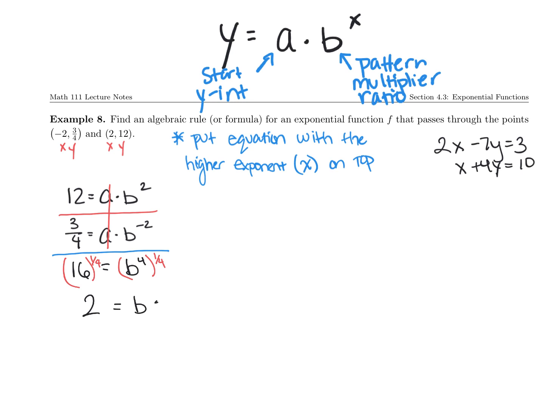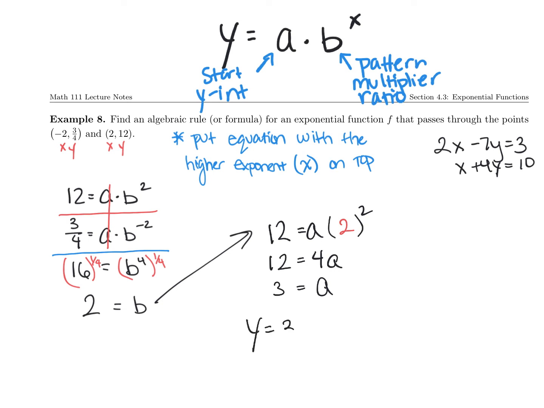So now that we have our b value, I'm going to take that and plug that in to one of these equations here. Again, you can choose any of these equations that you want, but I'm probably going to pick the one with the positive exponent just to make my life a little bit easier. So this is 12 is equal to a times 2 to the power of 2. Well, we can rewrite this as 12 is equal to 4a. Once I divide both sides by 4, I get a is equal to 3. So when I write my final equation, I can say that y is equal to 3 times 2 to the power of x. And that is my equation.